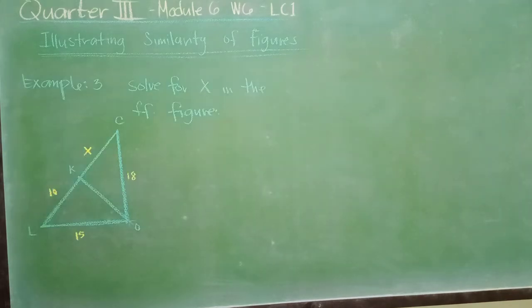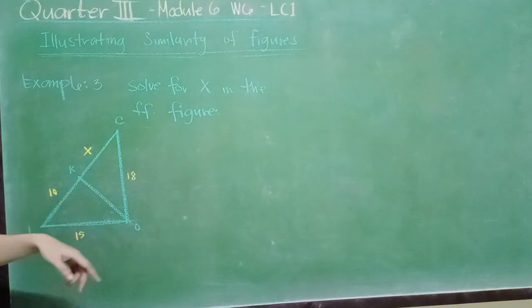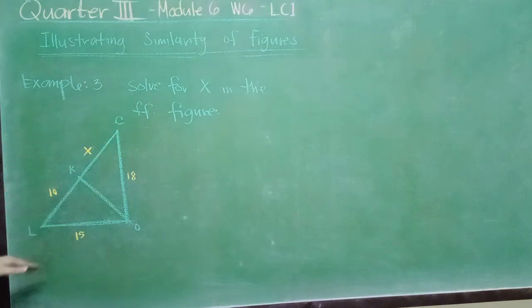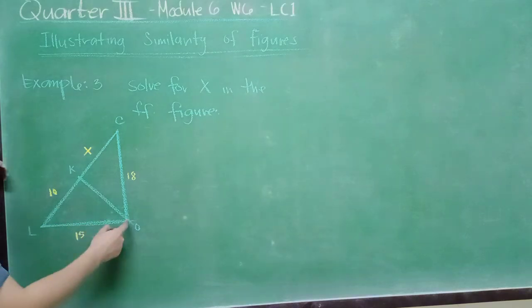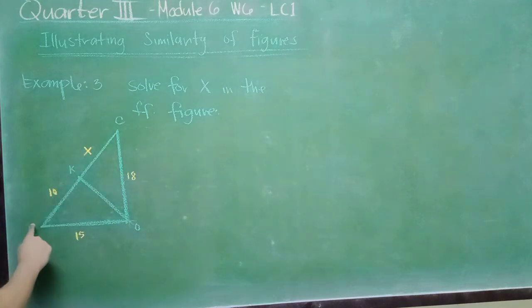Now, next, example number 3, solve for x in the following figure. So, in the following figure, we have triangle LOC, wherein yung angle O is bisected by a line, tapos ini-intersect niya yung line CL dito sa may point K. So, now we have two triangles. Now, first, again, sulat natin yung ratio na mabubuo natin. So, yung line CO nagko-correspond sa line LO. And then yung line CK nagko-correspond sa line LK.